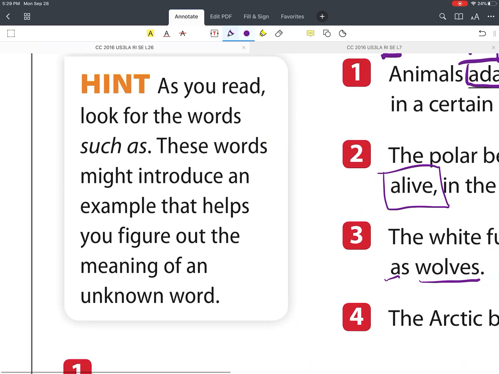As you read, look for the words such as. These words might introduce an example that helps you figure out the meaning of an unknown word.